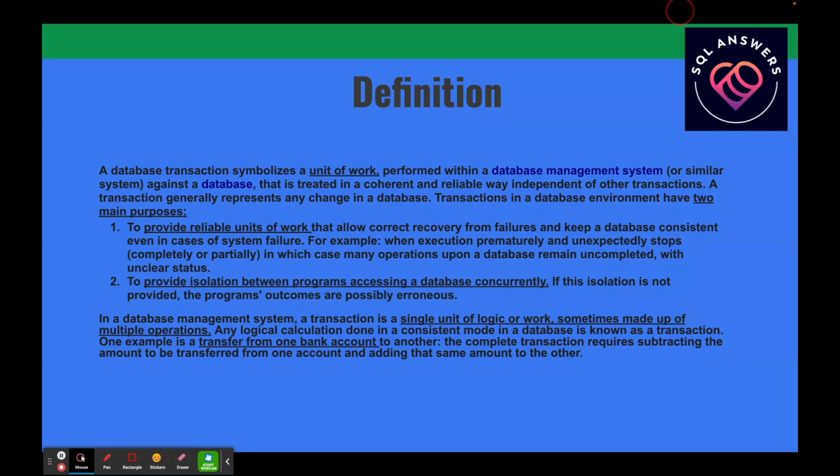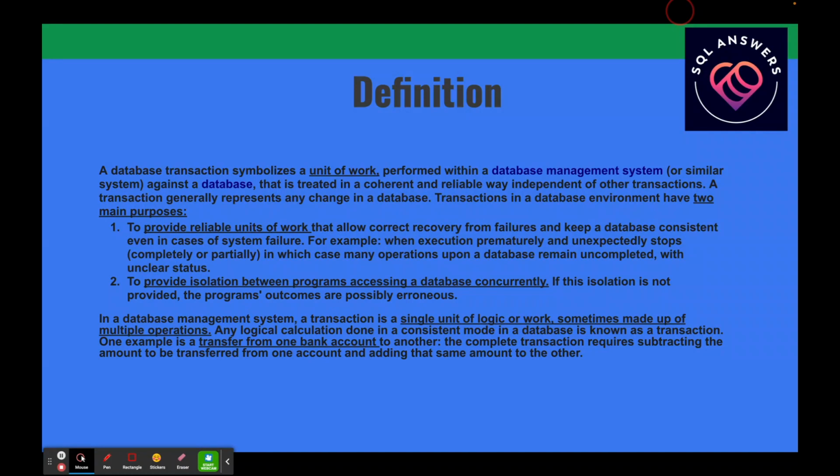And they have two purposes. The first is to provide reliable units of work so that you can recover in case there's a failure. And the second is to provide isolation between programs accessing a database concurrently. You may have multiple sessions that are trying to operate on the same data at the same time, and transactions and locking in a database are what enable things to be controlled so that you don't have an inconsistent or erroneous outcome.